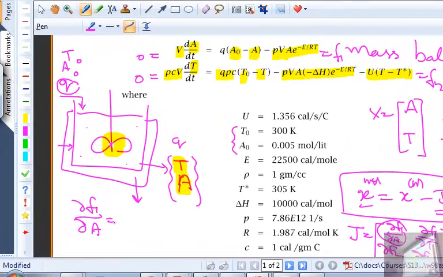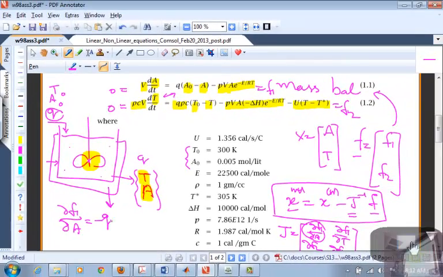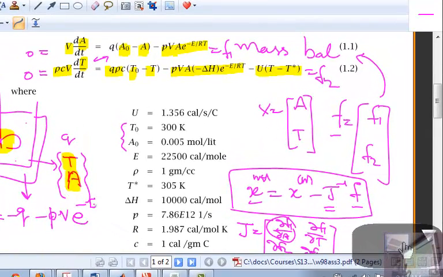So what would df1/dA look like? All I need to do is look at the first equation, and I'm taking the derivative with respect to A. It will be minus Q times dA/dA, which is 1, minus PV e to the power minus E over RT times the derivative of A. Again, A appears linearly in there, so I've taken the simplest form for you to show the derivative.